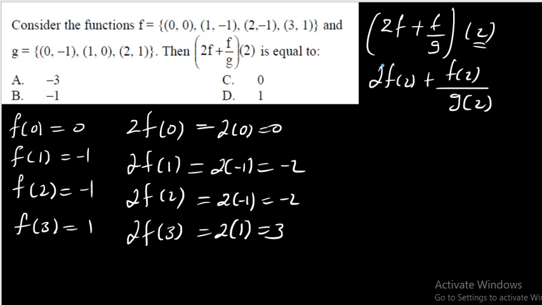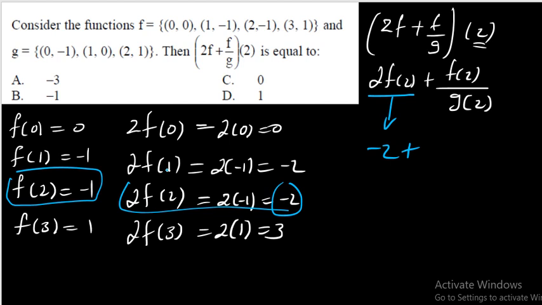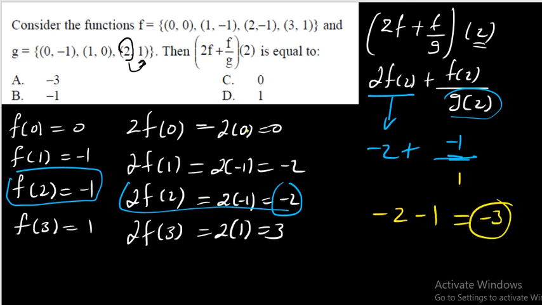So now when we are trying to solve this, what is 2f at 2? Here it is. The final outcome is -2 plus f at 2. F at 2, here it is, that's -1, over g at 2. G at 2 means when the input is 2. For g, when the input is 2, what will be the output? The output will be 1. So I'm going to take 1 down. So this means -2 minus 1 over 1, which is -1. So the answer will be -3, which is A.